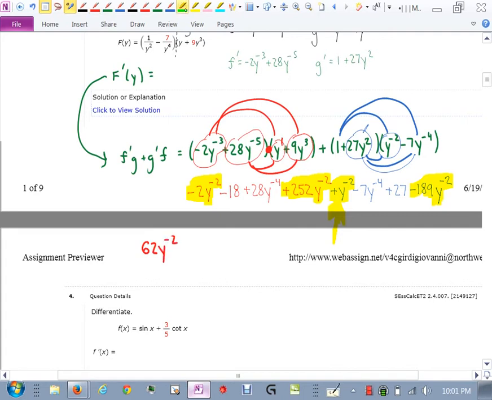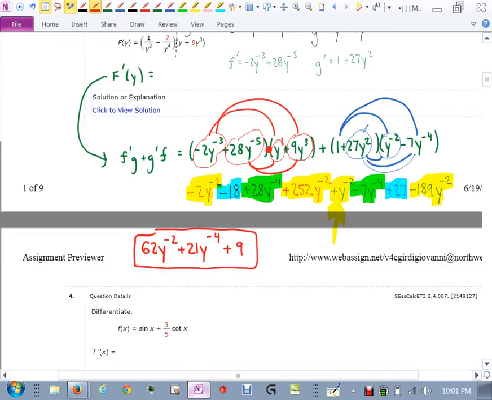Now let me get this one while I'm looking at it here. Y to the negative 4, negative 7 y to the negative 4. So we take 28 and subtract 7, that's 21. So we have plus 21y to the negative 4. And now last we have our constants, negative 18 plus 27. That should give me 9. So I have plus 9. We can box that up as our answer.